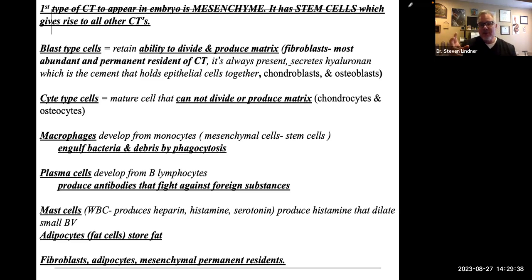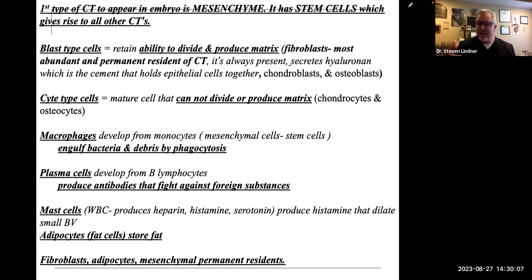Macrophages develop from monocytes. Monocytes become macrophages. Monocytes are in circulation. It's a white blood cell. And when it finds debris or infection or anything that it's trying to get rid of, it dives into that tissue. Now it becomes a macrophage, which is phagocytic. It engulfs bacteria or any type of debris through a process called phagocytosis.